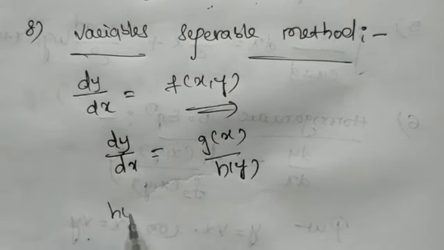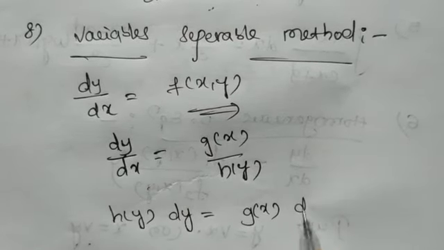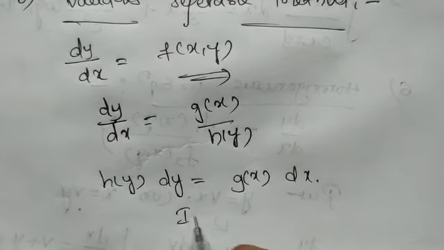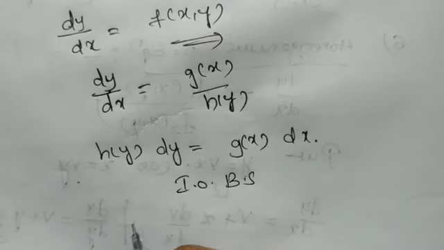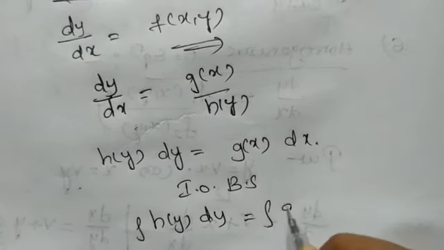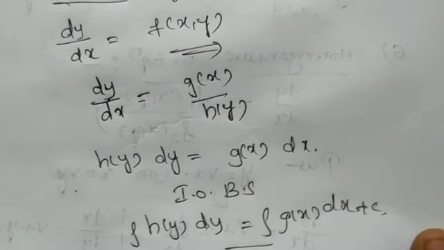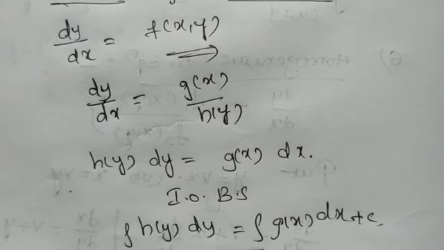So here I am writing h(y) dy equal to g(x) dx. Therefore integrating on both sides, that is integration of h(y) dy equal to integration of g(x) dx plus c. So this is the variable separable method. This method is very useful for all methods of differential equations.